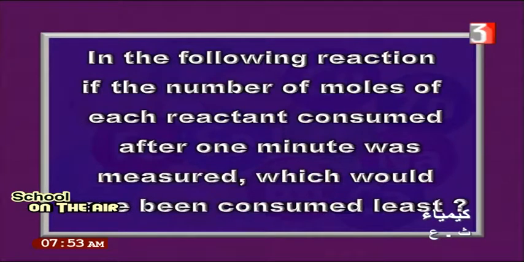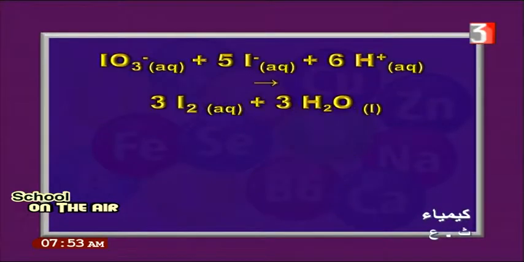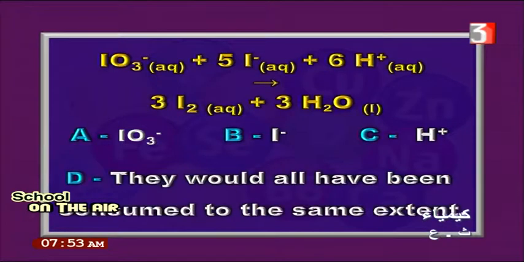Next one. In the following reaction, if the number of moles of each reactant consumed after 1 minute was measured, which would have been consumed the least? This equation represents the reaction. We are going to choose which one has the least consumed. Is it IO3 negative, I negative, H positive, or would they all have been consumed to the same extent? If you think about this, we have to choose the number of moles which are the least among the reactants. So the answer here will be IO3 negative.